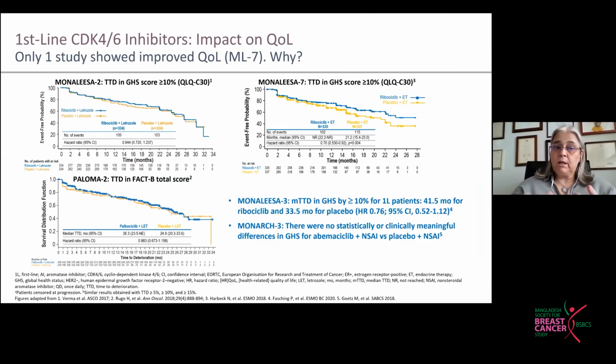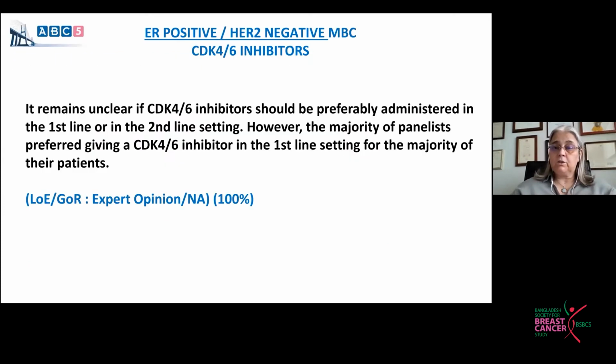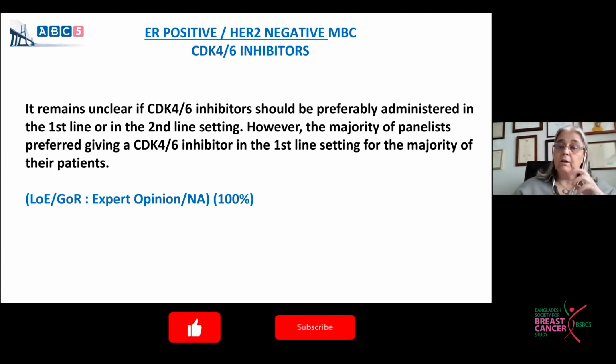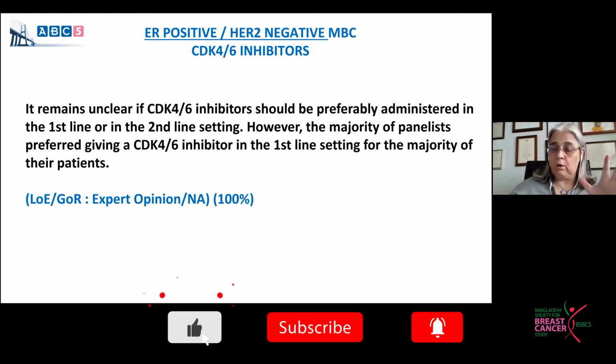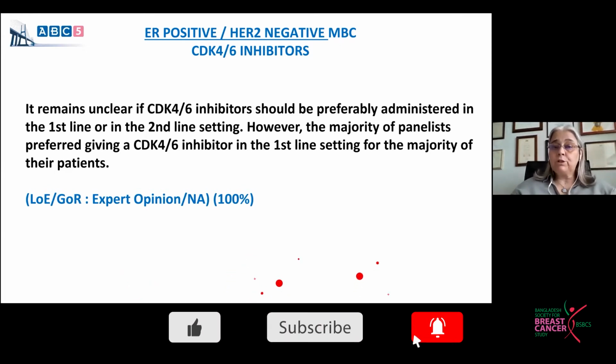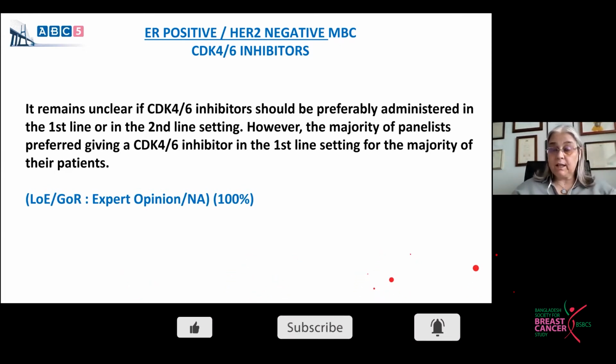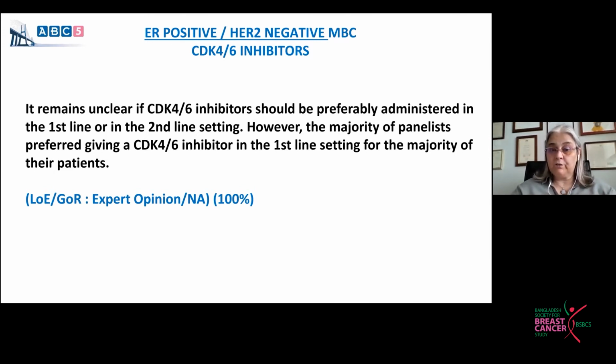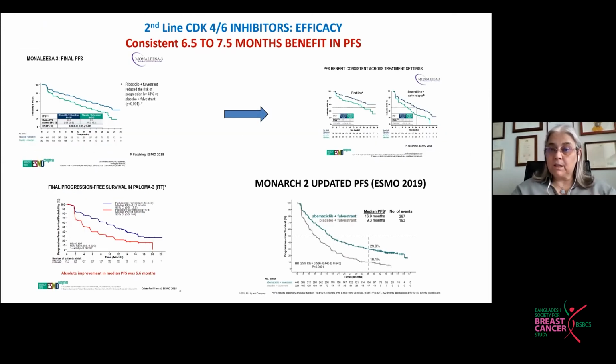Now, should we use them in first line or second line? So the majority of the experts in ABC said if they could, they would use it in the first line setting for most of the patients, not all, but most. If we use it in second line, do we still have an efficacy? Yes, this is the summary of the trials. They provide around 7 months benefit in progression-free survival and the same relative reduction of 30% in risk of death.